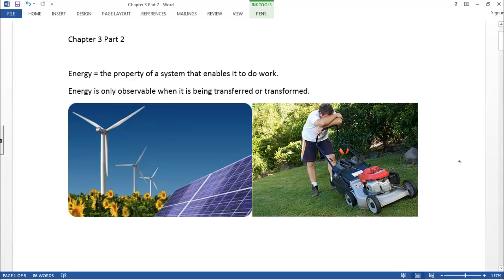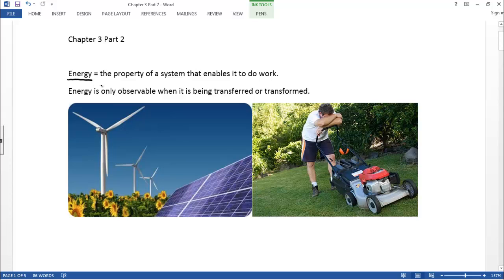Hi everyone, let's talk about the second part of chapter 3. This part has to deal with energy. And as a general definition, energy is simply something intrinsic to a system that enables it to do work.